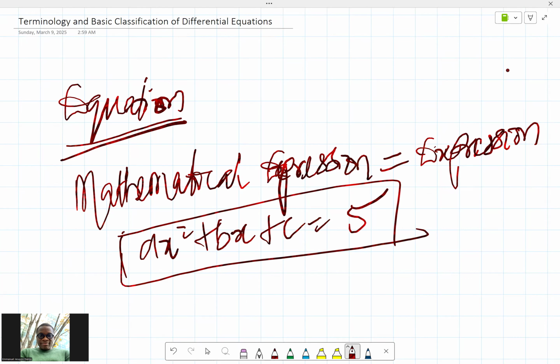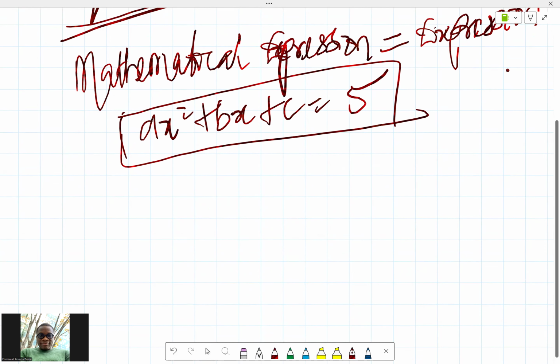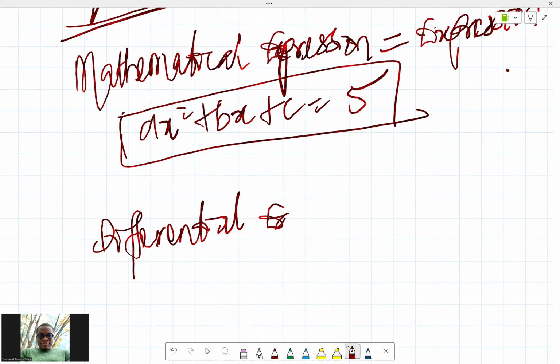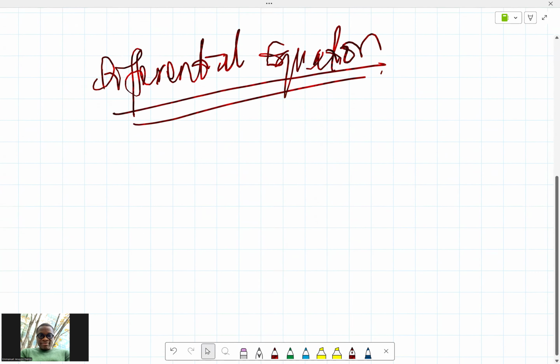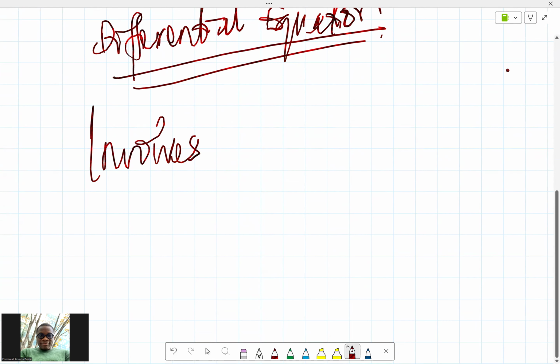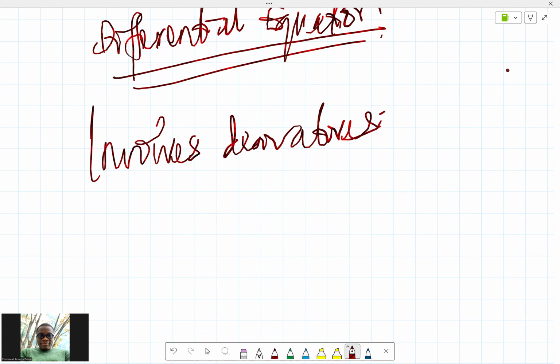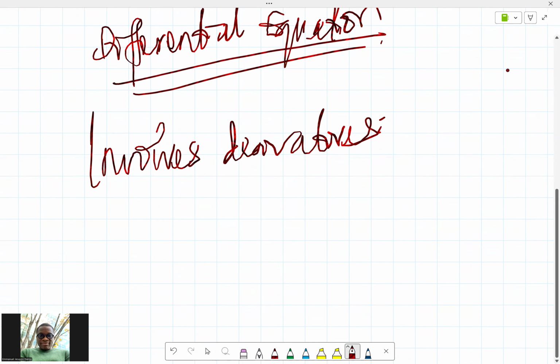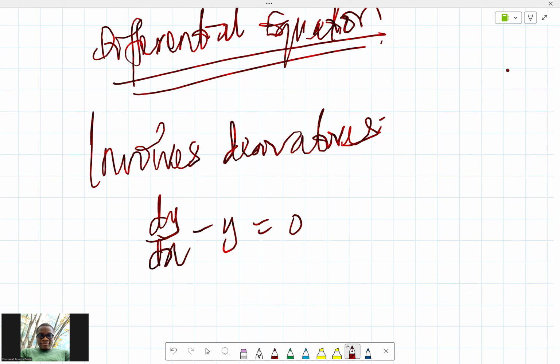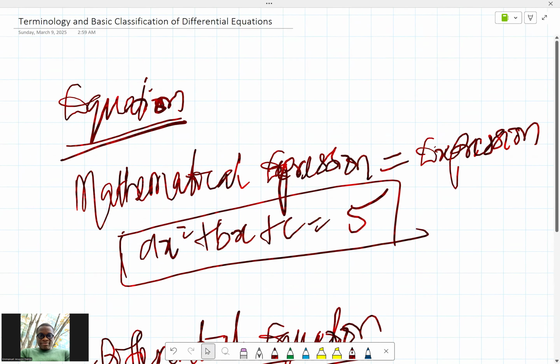On the other hand, if we talk about a differential equation, we said that it involves derivatives. We already know in an equation, something must be equal to something. So if you have something like dy/dx minus y equals 0, this is a derivative, then you have an equality sign. So that's a differential equation. So we went ahead to look at other aspects.